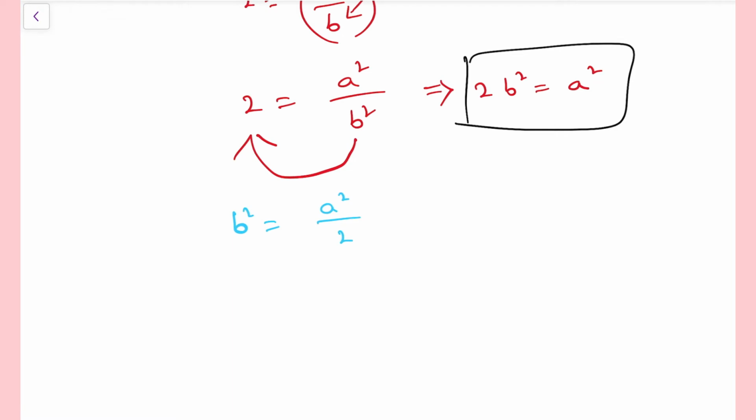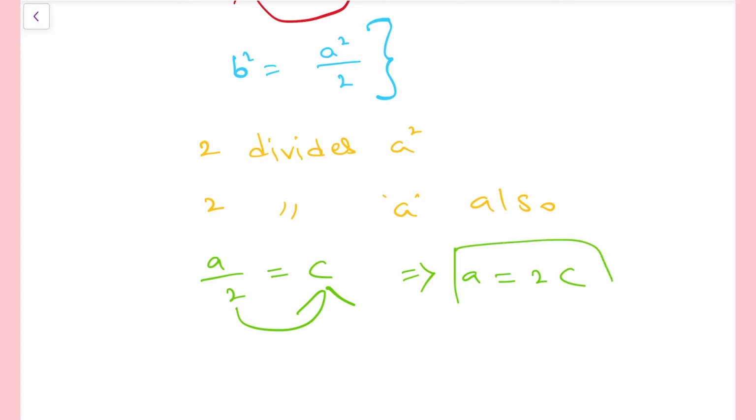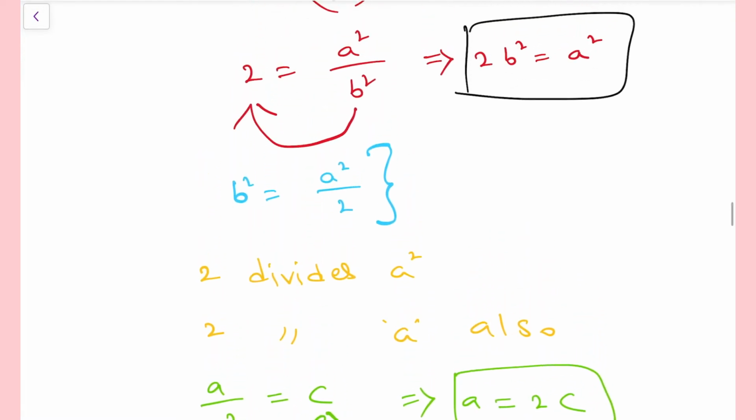So what exactly this a square by 2 means? A square by 2 means 2 divides a square. If 2 divides a square, then 2 divides a also. 2 divides a, that can be written as a by 2. So if 2 divides a, then definitely we will get some answer. That answer I am making equal to some constant c. Now take this 2 to the right side. So we get a equals to 2c. Now observe the previous equation and this equation. In the previous equation, we have 2b square equals to a square, and here a equals to 2c.